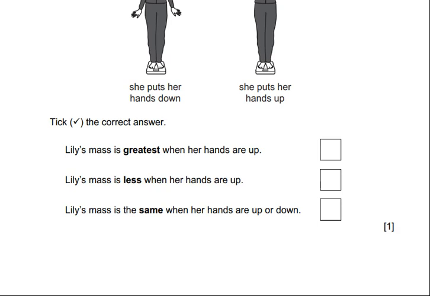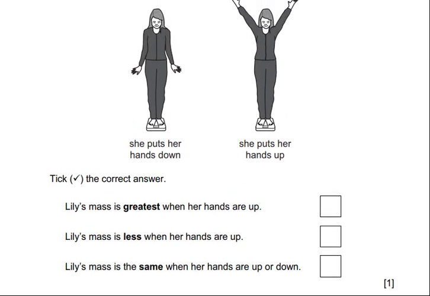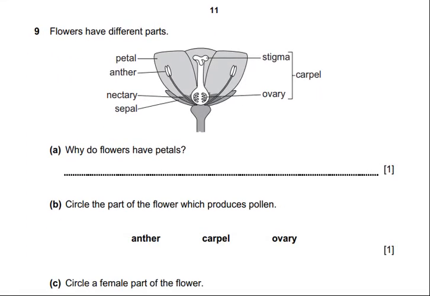Lily's mass is the greatest when her hands are up. This one is false. 2. Lily's mass is less when her hands are up. Again, false. Lily's mass is the same when her hands are up or down. This one is true, the last one, so tick the last box. It doesn't make any difference if her hands are up or down, her mass stays the same. Okay, next page.